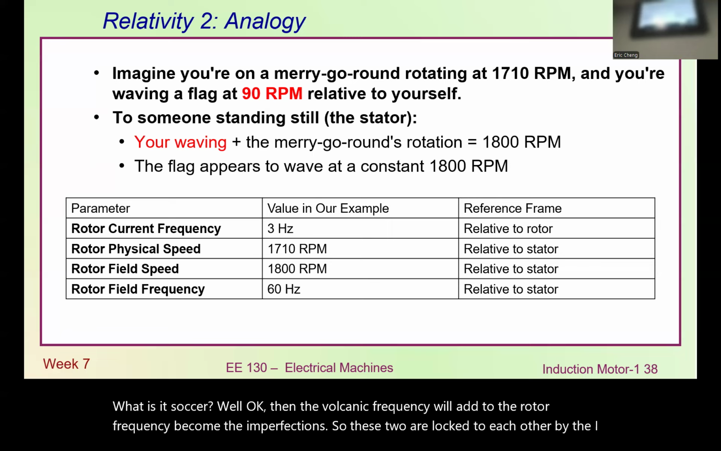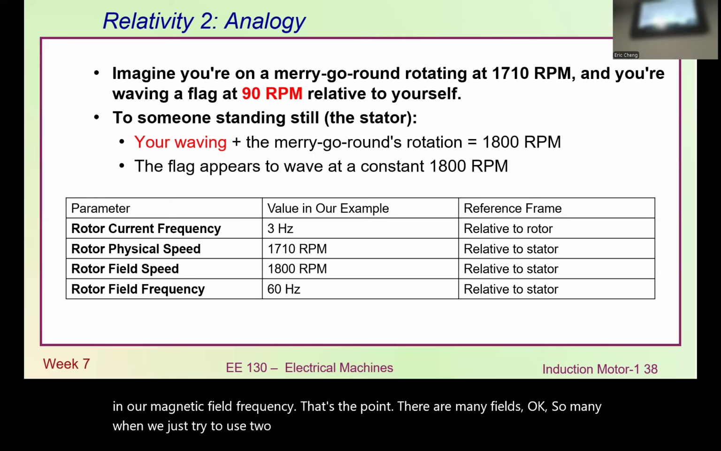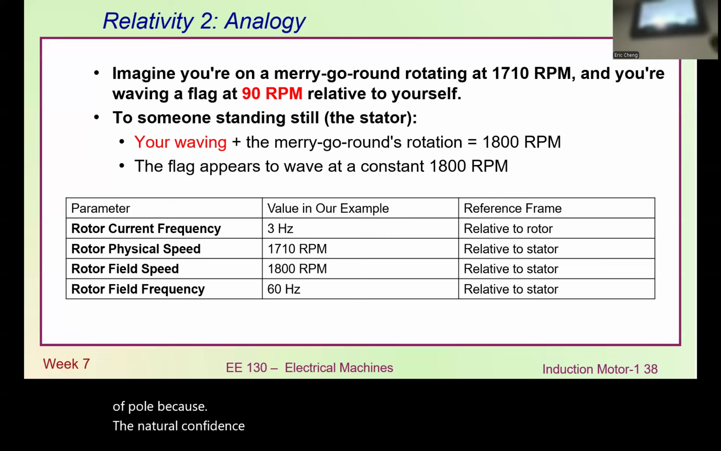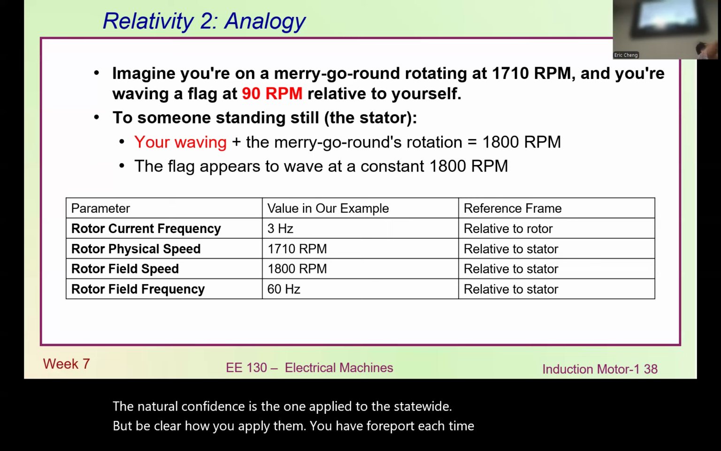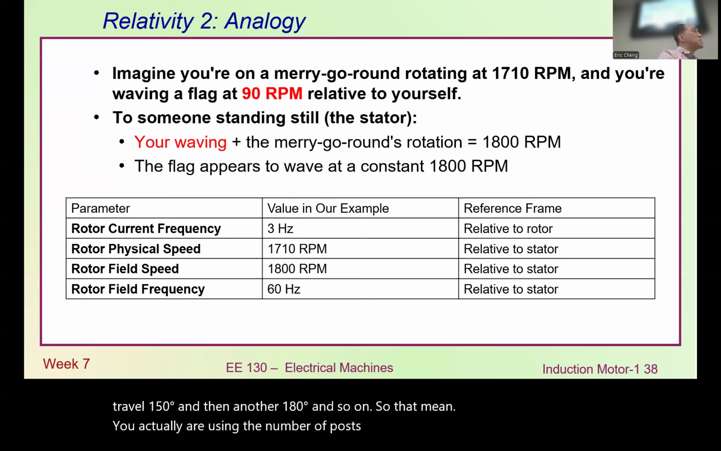I think I'm confused because we have current frequency or speed frequency and our magnetic field frequency. That's the problem. There are many people confused about it. When we just use a two-pole machine, you don't need to worry about the number of poles, because electrical frequency is the one applied to the stator winding. But with 4 poles, each time you apply, the field only travels 180 degrees, and then another 180 degrees, and so on. So that means you are actually using the number of poles to reduce the rotating field you generated.